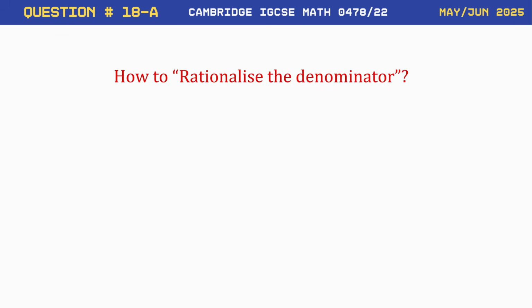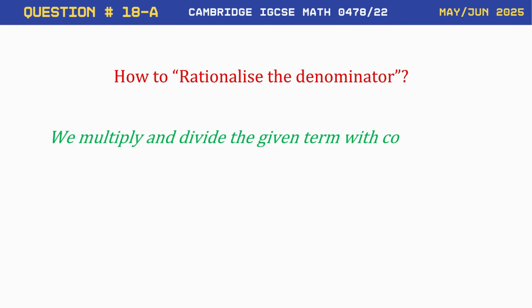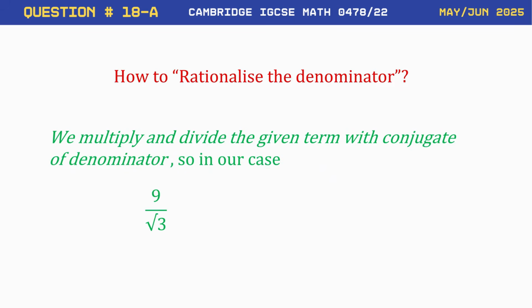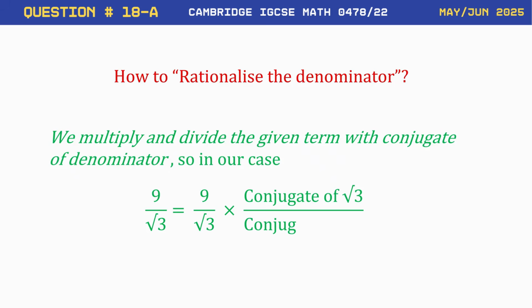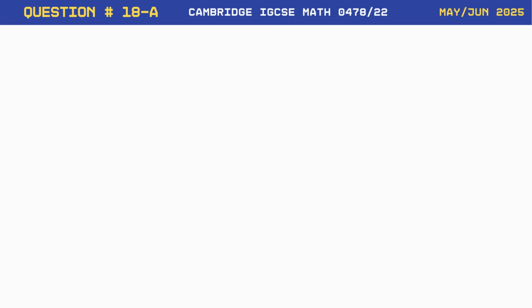To rationalize, we multiply and divide the given term by the conjugate of the denominator. So in our case it will become 9 divided by square root of 3 equals 9 divided by square root of 3 times conjugate of square root of 3 divided by conjugate of square root of 3.